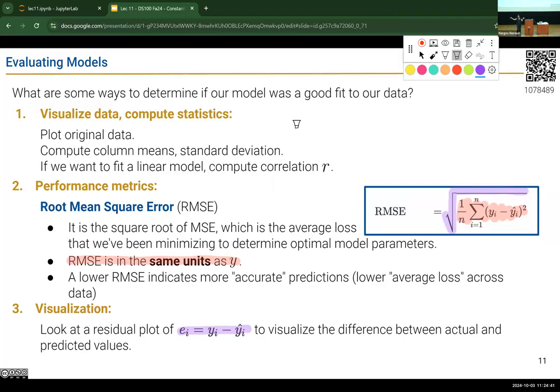And that's why we want to make sure that the residual plot is uniformly distributed across X and also across Y, and there is no pattern that we can see in the output.